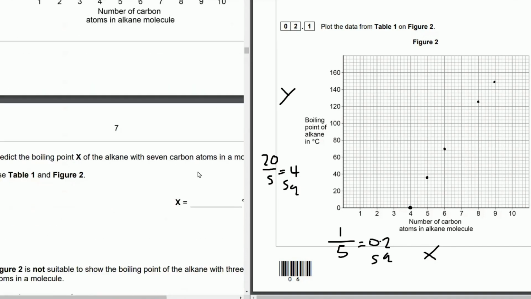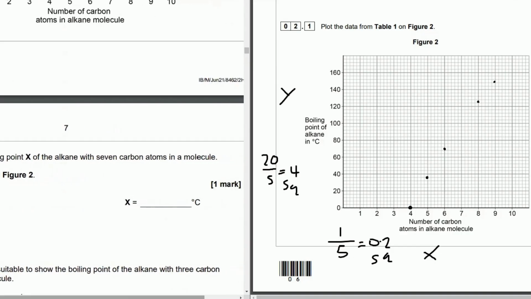Predict the boiling point of X with 7 carbon atoms in a molecule. Use table 1 and figure 2. All we need to do here, guys, is follow this up and put it so it would fit in line. So I would go about there. I reckon its boiling point is about 100.